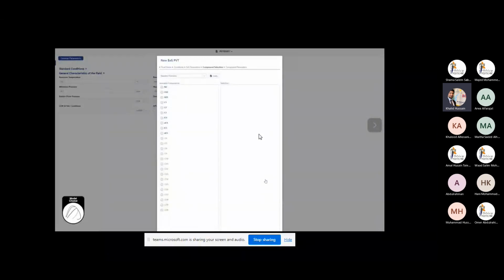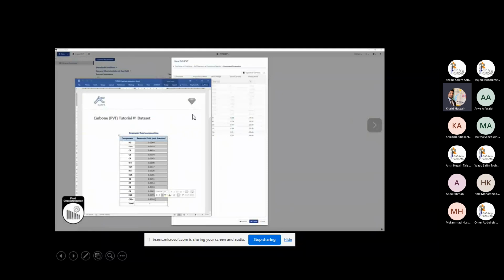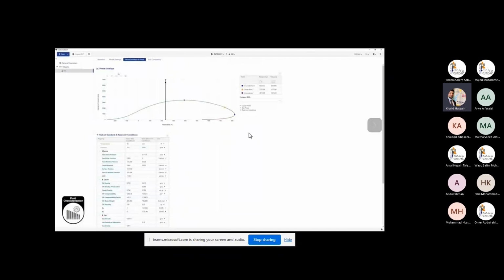And the composition, where did we get it from? From gas chromatography. So the composition we have from gas chromatography, we can select the components that we are interested in modeling. For example, we are interested in up to C15. Then we can copy and paste this composition from our gas chromatography report into the simulator. Once we put our composition into the simulator, right away it can give us the phase diagram.